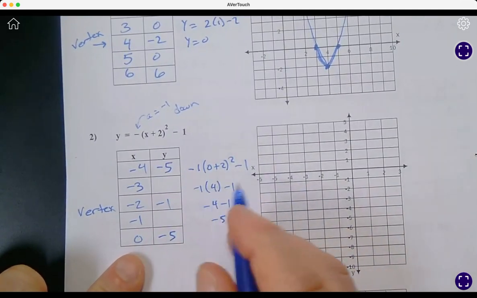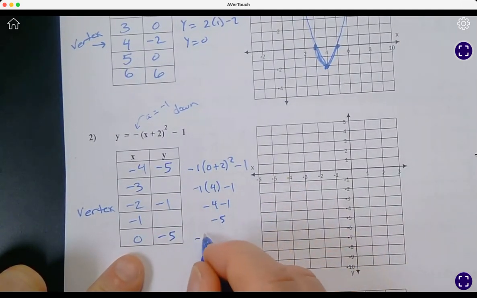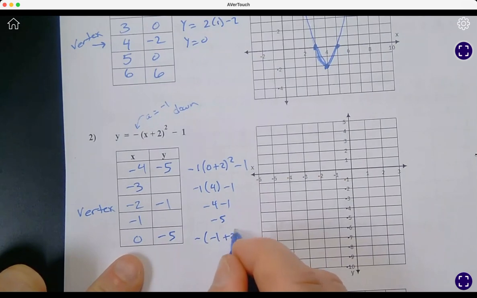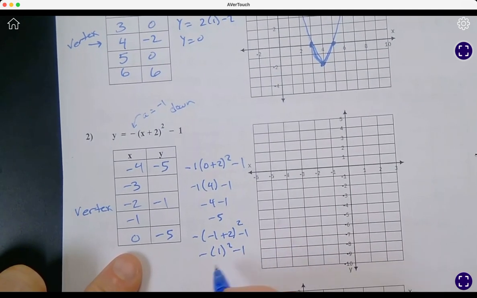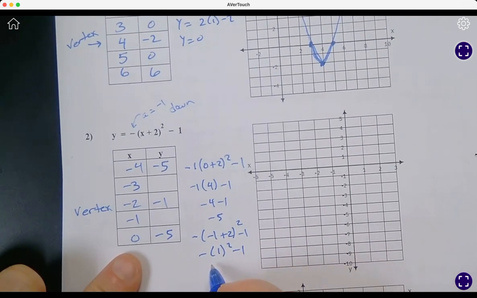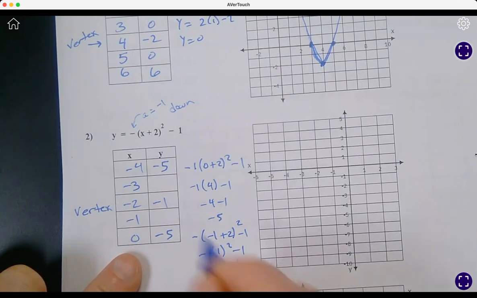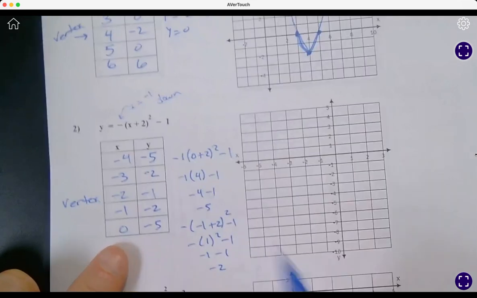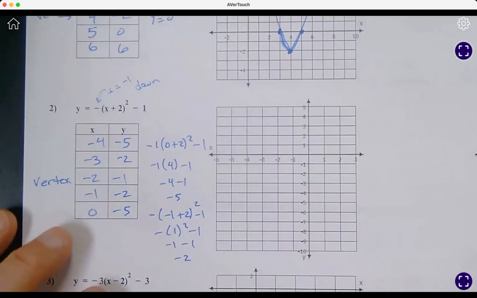Love that. Now I'm going to put in negative 1. Square that. That's 1 squared minus 1. That's negative 1 minus 1 is negative 2. Okay, plot those points. Let's do it.